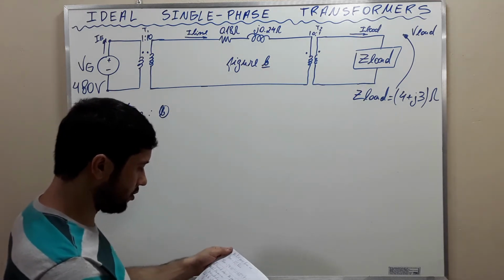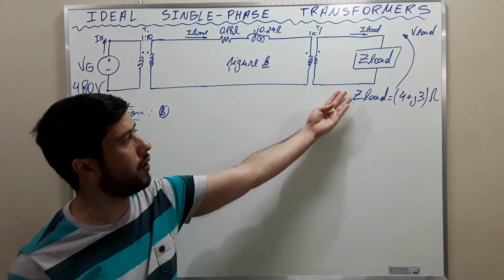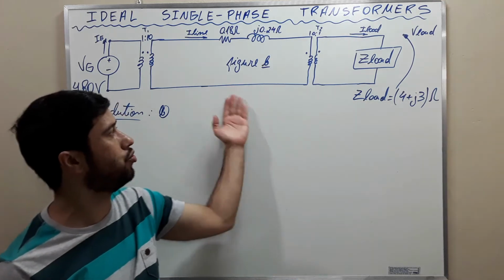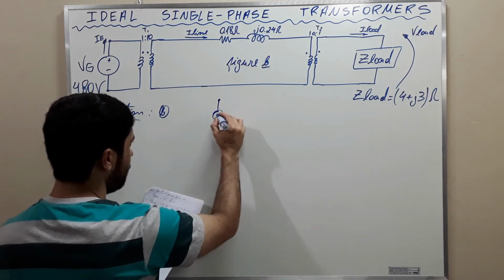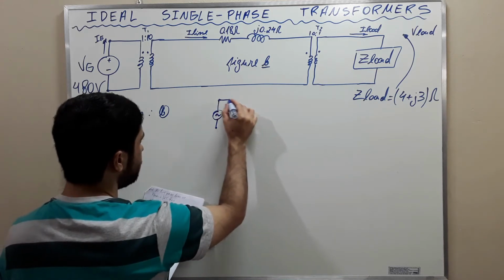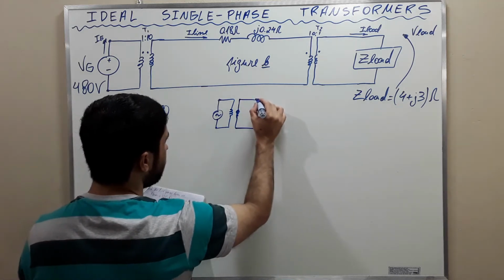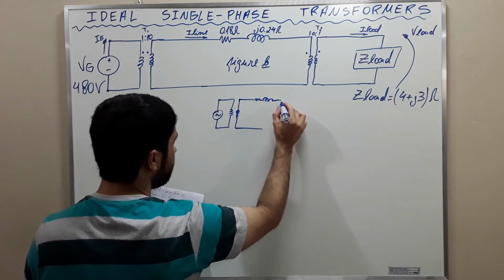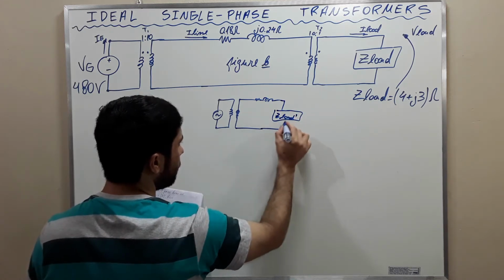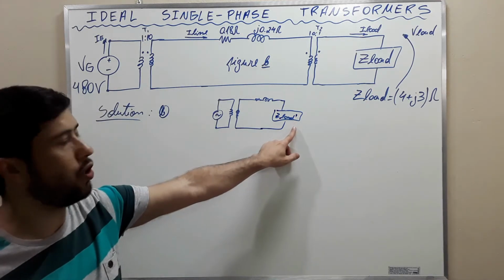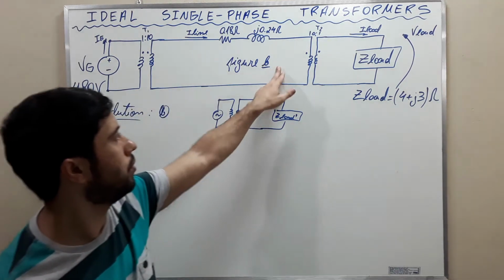Okay, first of all, let's eliminate T2 by referring the impedance of the load to this side, and then we are going to get something of the sort. We are going to get Z load prime here because we are referring Z load to the side of the line.